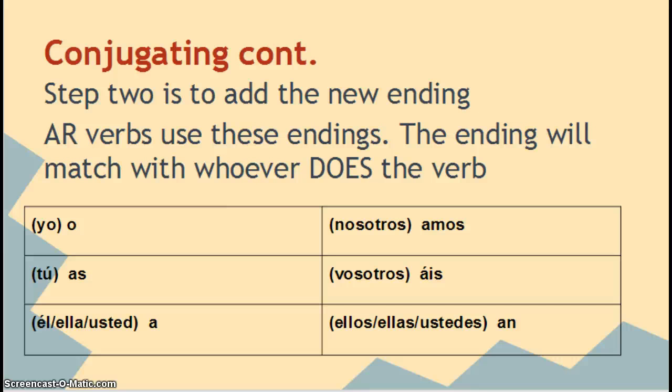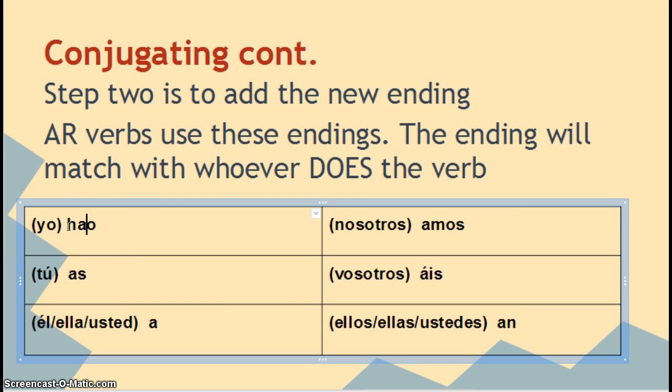AR verbs are going to use these endings. The endings will match with whoever does the verb. So if I wanted to say I talk, do you remember what talk is? Hablar, we take off the AR ending, habl, and I attach my yo ending for I talk. Hablo. I'm going to do the same thing here.